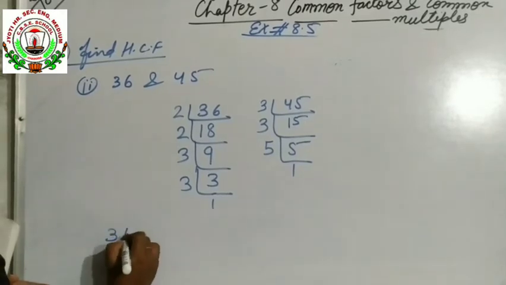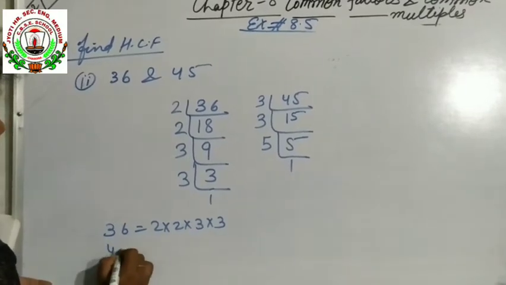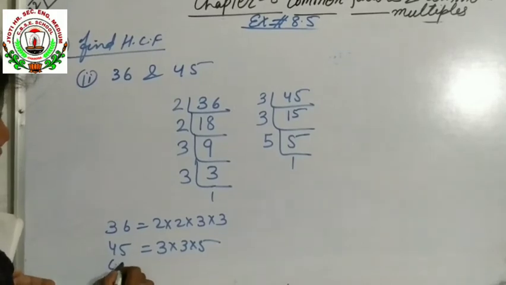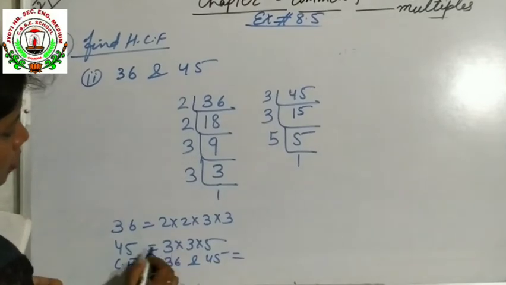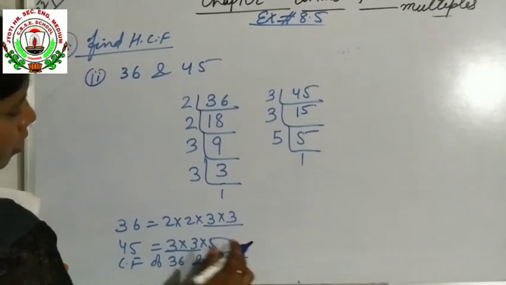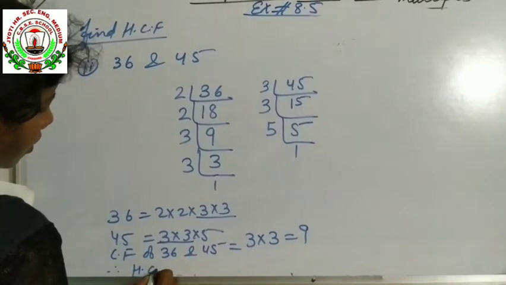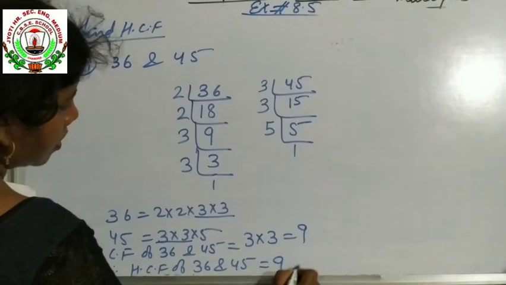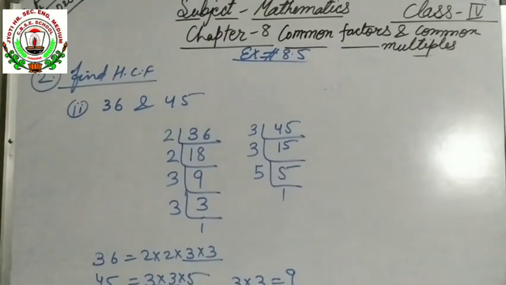So you will write the factors of 36: 2 into 2 into 3 into 3, and 45: 3 into 3 into 5. Now the common factor of 36 and 45 is 3 times 3, which is there in both the numbers. Only 3 times 3. 3 threes are 9. Therefore HCF of 36 and 45 is equal to 9. This is the answer. Understood? So we have completed 2 questions. Now one more question we will see.